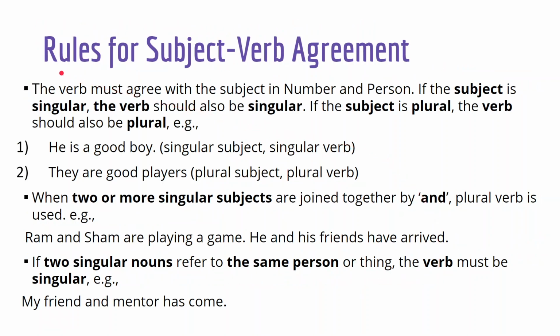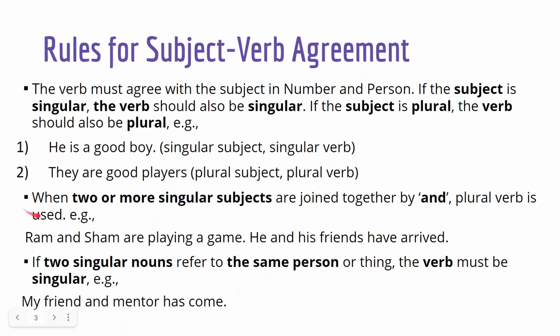Here are some of the rules for subject-verb agreement. First one is the verb must agree with the subject in number and person. If the subject is singular, the verb should also be singular. If the subject is plural, the verb should also be plural. You can see in the example, he is a good boy. He is singular here and the verb is also singular. Next example, they are good players. Plural subject and plural verb.